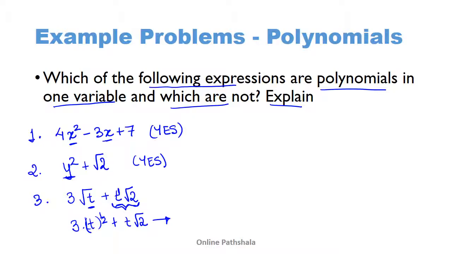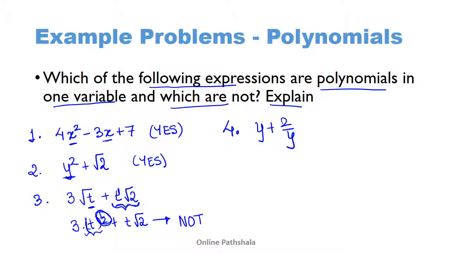So because the variable t is raised to a non-whole number, that is, it is raised to a fraction, we cannot call it a polynomial. So it is not a polynomial. It's an algebraic expression, but I wouldn't say that it is a polynomial. It's not a polynomial, basically. Yeah.